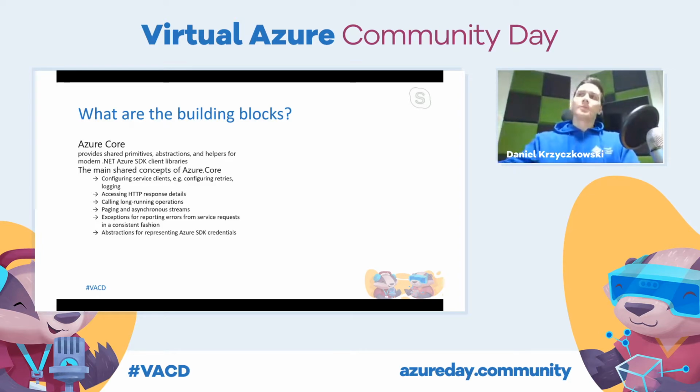Because right now in Azure Core, there are exceptions for reporting errors from service requests in a consistent fashion. So you can be sure that whether you use the Azure Key Vault SDK or the Azure Event Hub SDK, you can easily access exceptions and information inside them. So it's much easier to see what's happened. And of course, Azure Core provides some abstractions for representing Azure SDK credentials, which is a really cool feature in the new Azure SDK, and I will show you that in a minute.